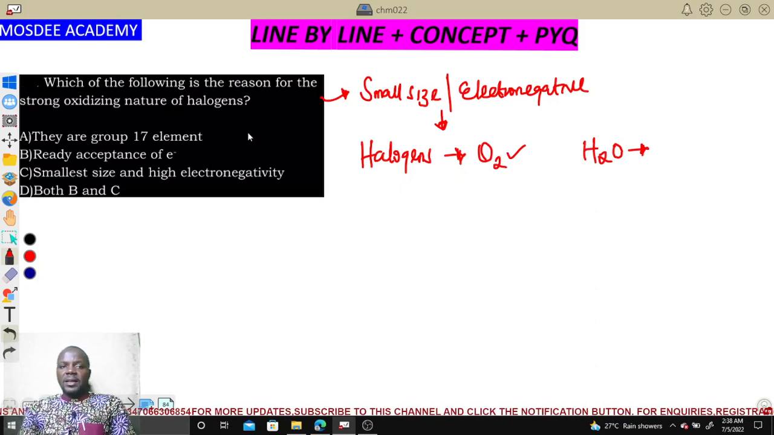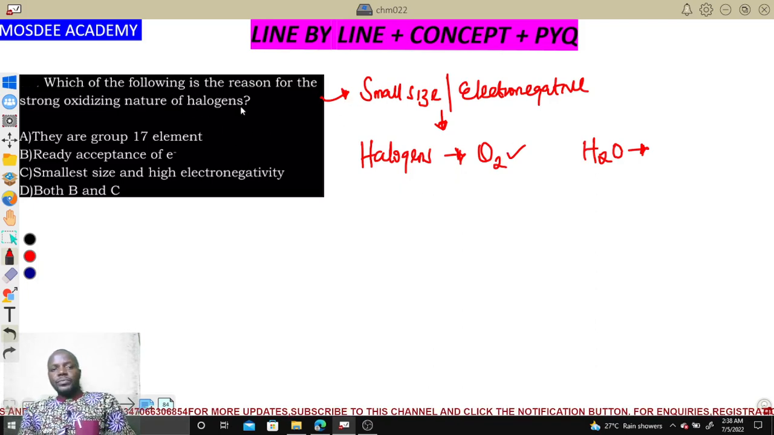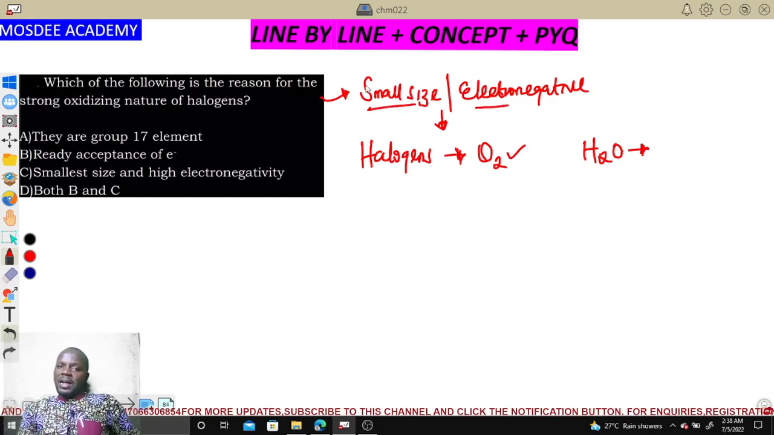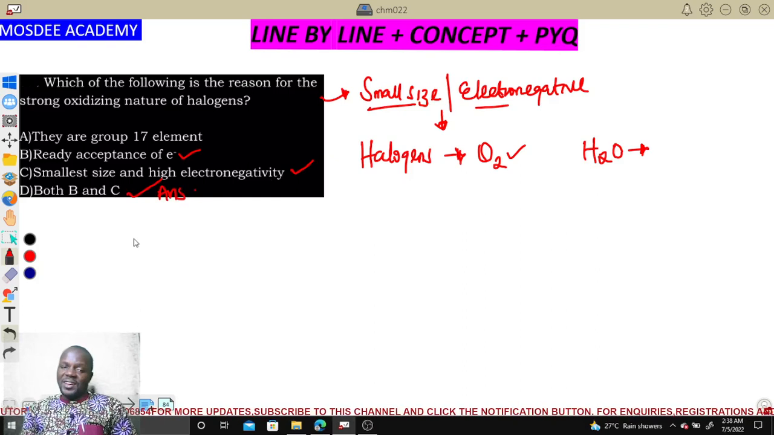So we can say the reason is because, one, oxidizing, they have small size, they are highly electronegative, and they are ready to what? To accept electron. You know that the definition of oxidizing agent is what? Ability to accept electron. Because if they accept the electron, they will get reduced. So this is correct. This is also correct. So definitely this is going to be the right answer to the question.